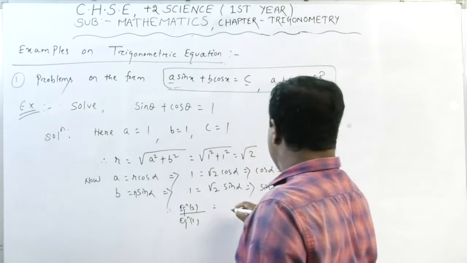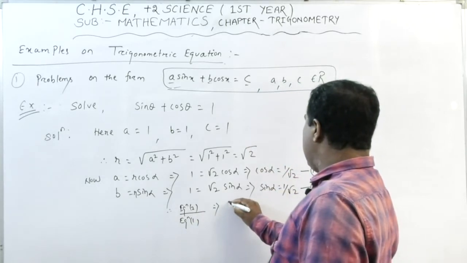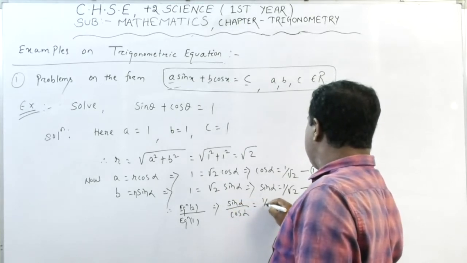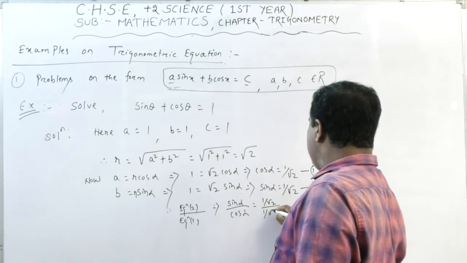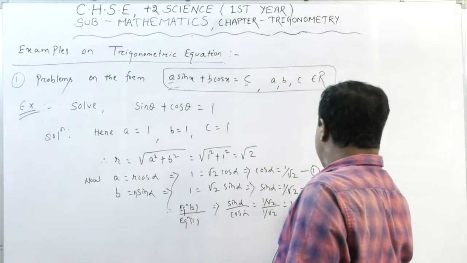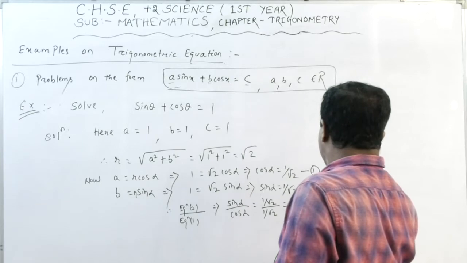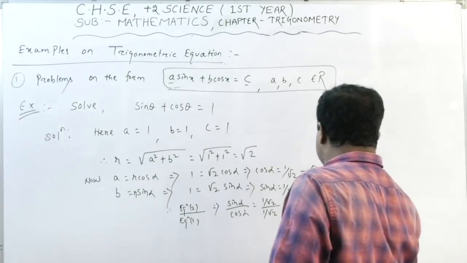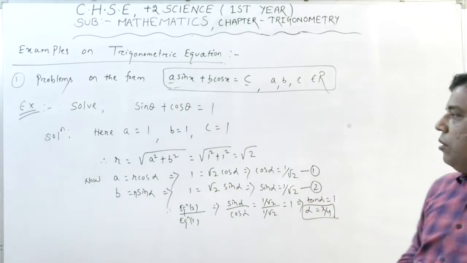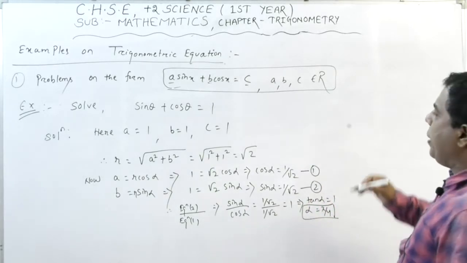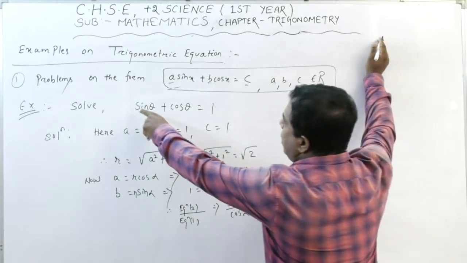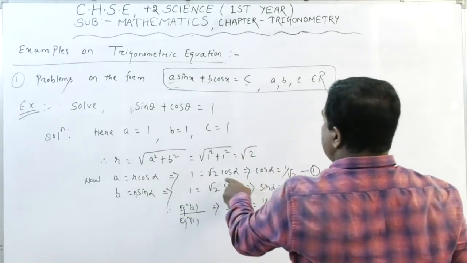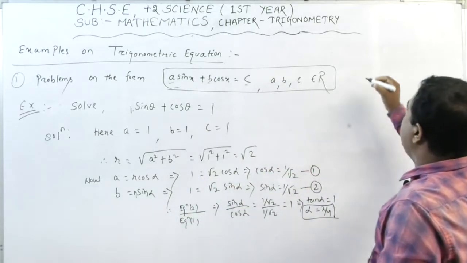Equal to sin alpha on cos alpha, which is equal to 1 on root 2 upon 1 on root 2, which is equal to 1. So that implies tan alpha equals 1, or we can say alpha equals pi by 4. This result is helping us to find the solution. How? If I replace those values, here 1 is there, so I can replace the 1 as root 2 cos alpha.